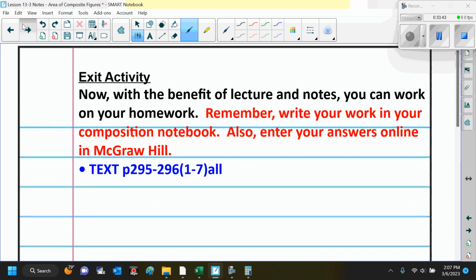So now you can do your homework, which is in the textbook, page 295 to page 296. And you're going to do 1 through 7, all, okay? 1 through 7 all. And don't forget, you are to enter your answers online because, again, that is part of your grade, okay? So you're going to get points for your work, and you're going to get points for the score that you get in McGraw-Hill. Now remember, you also get 3 chances to get the answer correct in McGraw-Hill. So if you get it wrong, you have 2 more chances to fix your work.